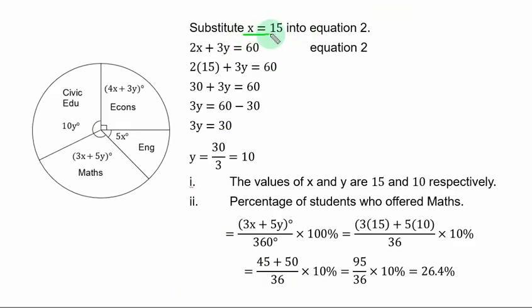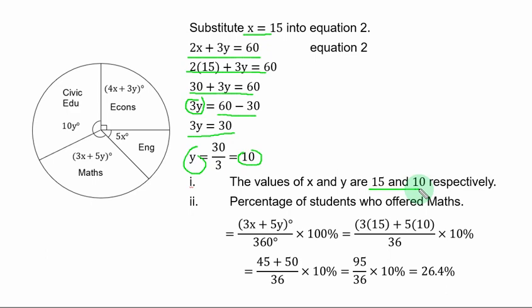Substitute s equal to 15 into equation 2 to get y. This is equation 2. You replace s with 15 and you have 30 plus 3y equal to 60. You make 3y the subject and it is equal to 60 minus 30. 3y is equal to 30. Divide through by 3 to get y, and y is equal to 10. Therefore, the values of s and y are 15 and 10 respectively.